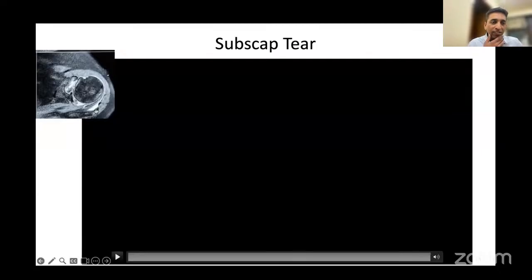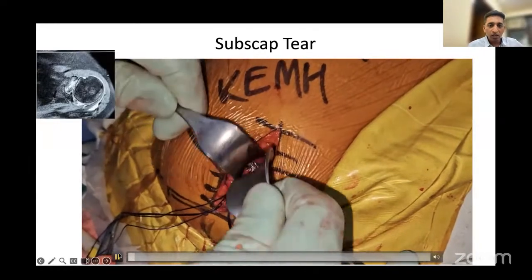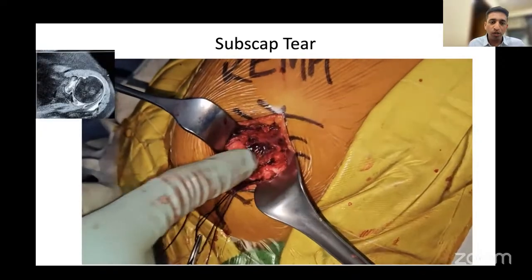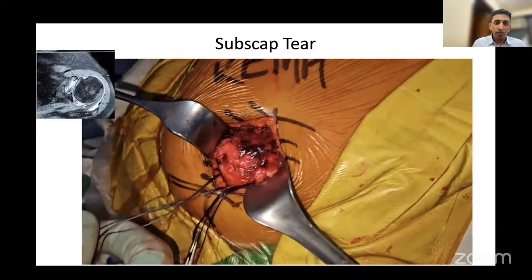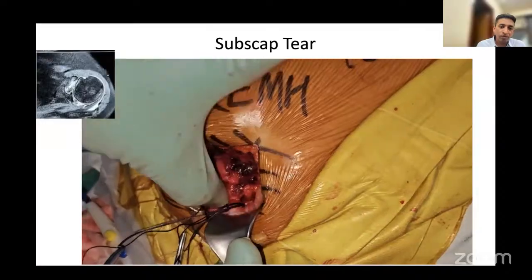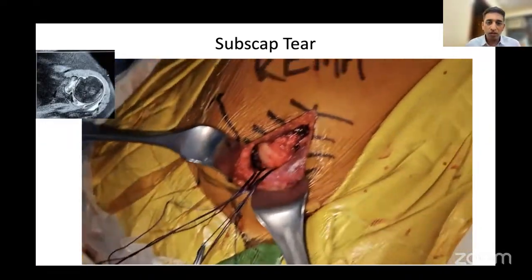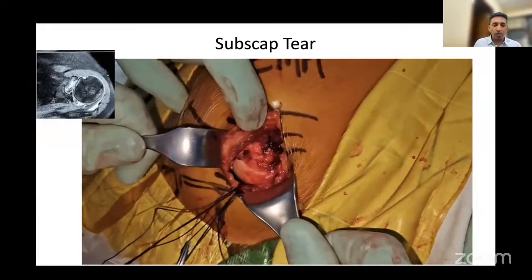Subscap tear. Often it is asked, how will you deal with the subscap tear? The subscap tear is very easy to deal with by a mini open approach, because the entire subscap footprint can be brought below your window. So this is the tear. We can see it's a very massive tear. Supra, part of infra, and entire subscap was gone.